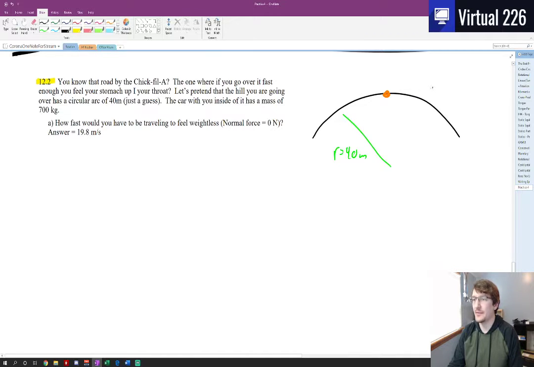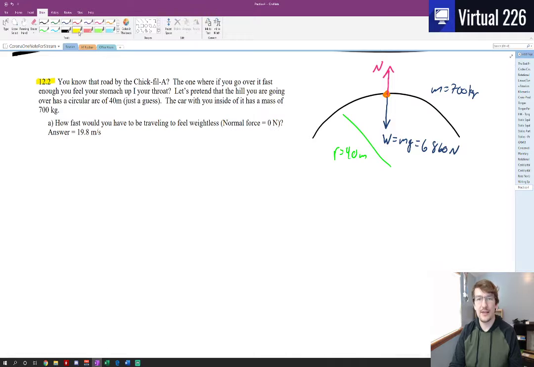So it's got a mass of 700 kilograms, which means if it has a weight acting down, remember weight is equal to mass times gravity, that's 700 times 9.8. So 700 times 9.8 gives us a weight of 6860 newtons. Now, this car also has another force acting on it. It has a normal force pushing back up on it. Okay, so that's the normal force.